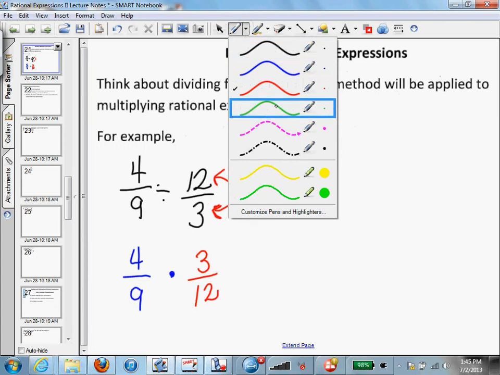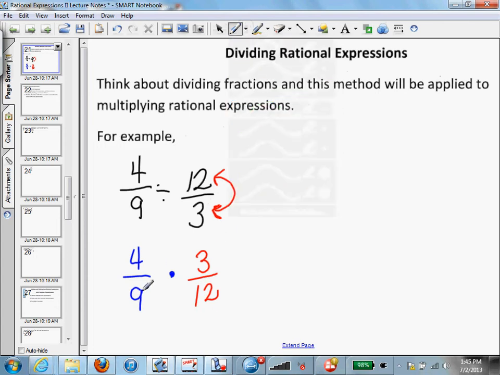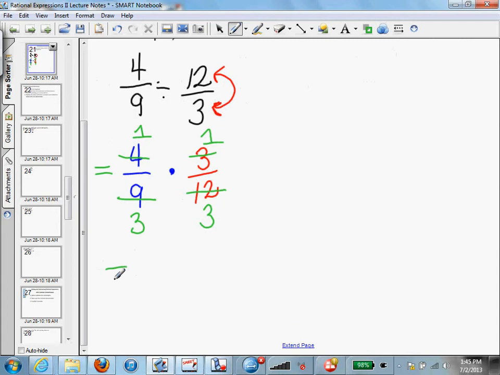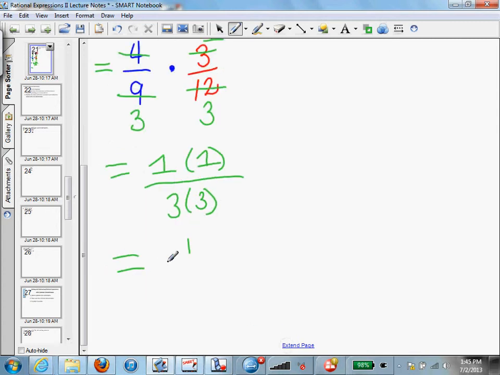And what that does is allow us to cross multiply, like we did in the previous section. So 3 will go into 9 3 times. Over here, 4 will go into 12 3 times. So that leaves you with, on top, 1 times 1, and on bottom 3 times 3. So that's going to reduce to the fraction 1 over 9 when you multiply across.